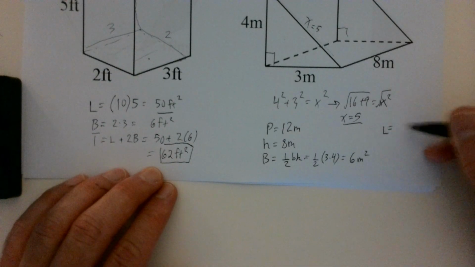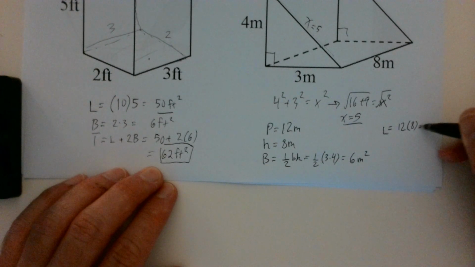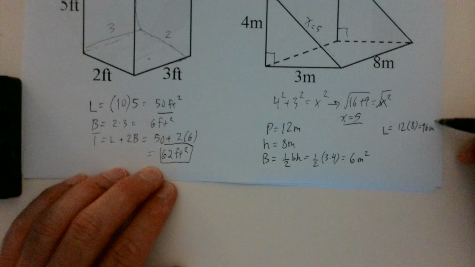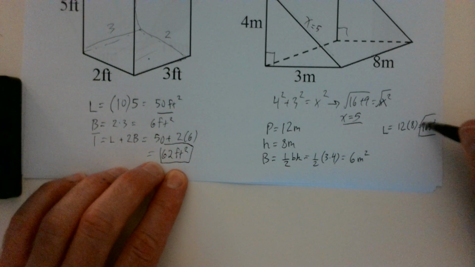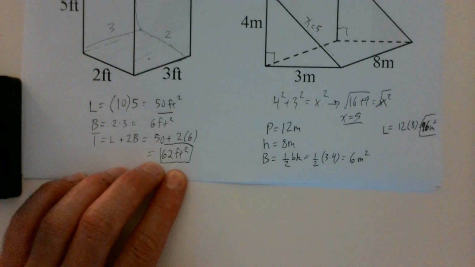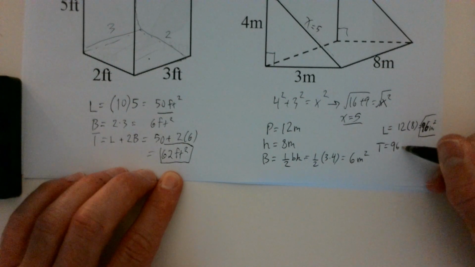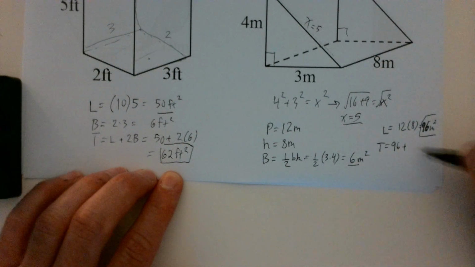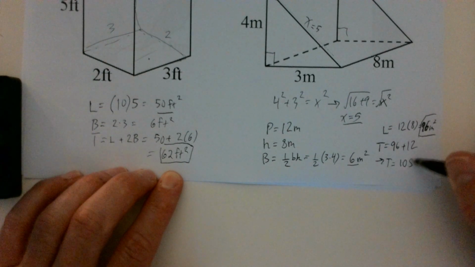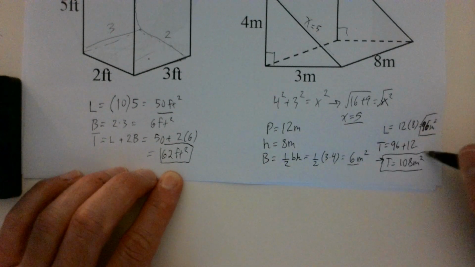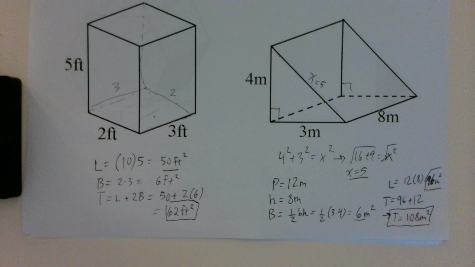The lateral is going to be perimeter times prism height. So that's 96 square meters. Now that's kind of difficult to see there. And the total is going to be that 96 plus 2 of those bases. Alright, so that takes care of finding the lateral and total surface area for both those things.